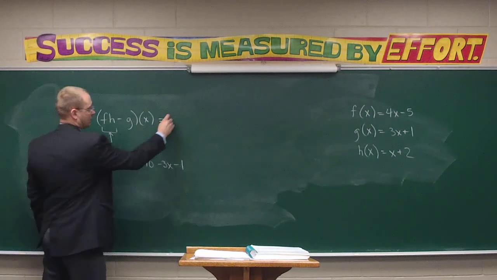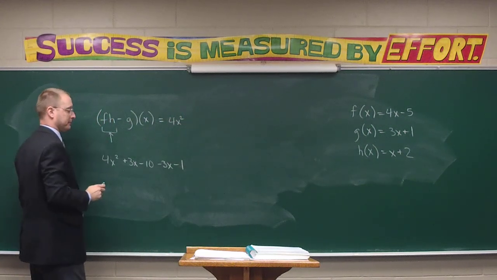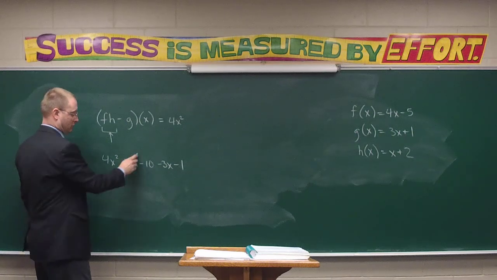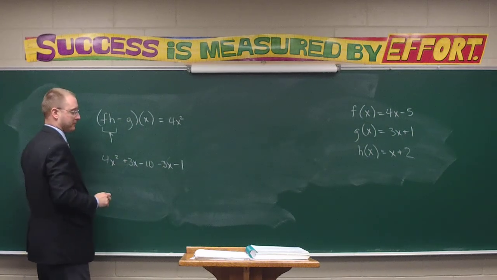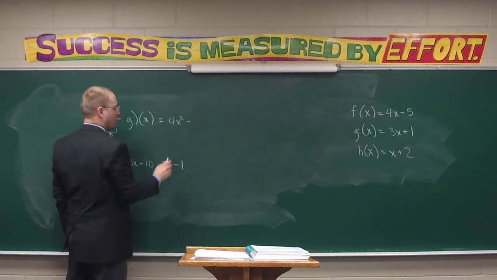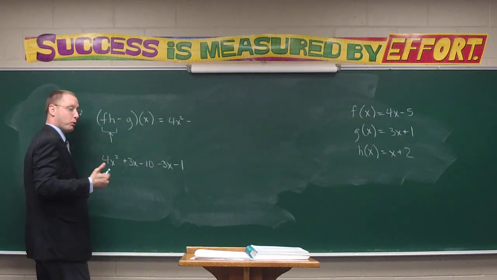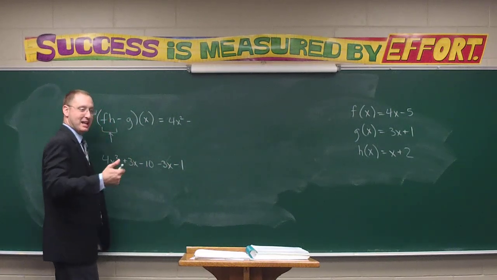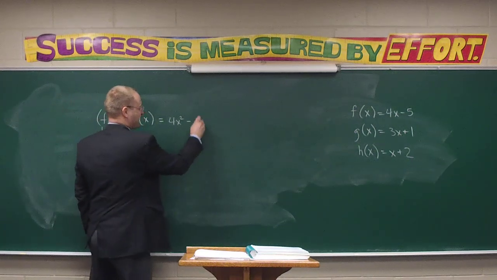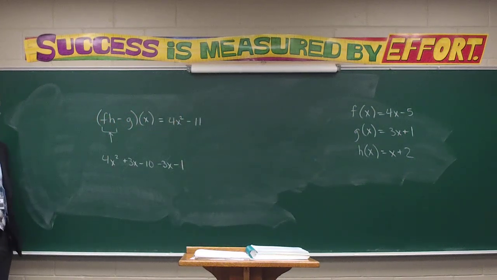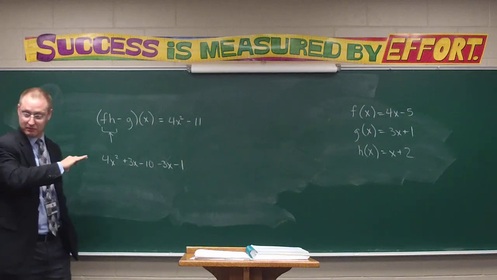4x squared. The 3x's cancel. We do -9. Careful, if I took $10 from you, then I took $1 more. It's like, hey, where's that hiding? Give me that too. -11. That makes sense? How many have the 4x squared -11? All right, questions on that?